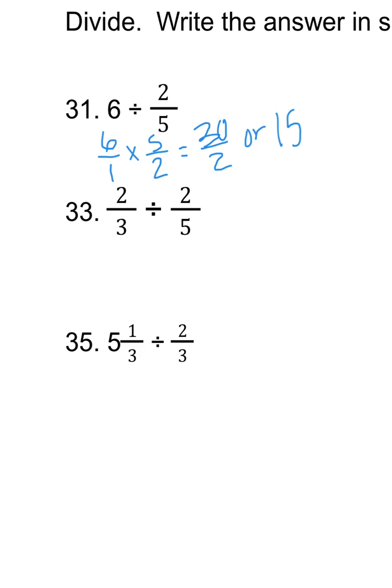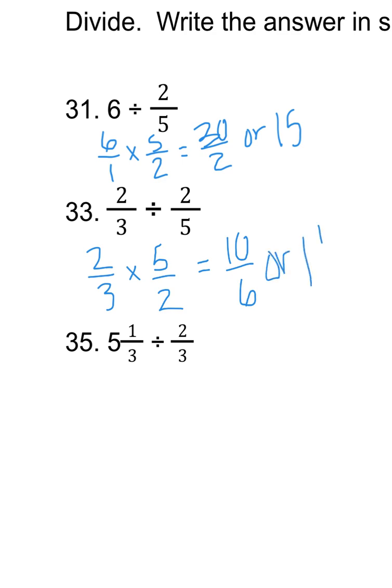And going down to 33, we have 2/3 divided by 2/5. But instead of dividing, we're going to flip and multiply. So multiply by the reciprocal of 2/5. So that's going to be 5 over 2. And that is going to give us 10 over 6. But that's not quite the simplest form. We're going to ask ourselves, how many times does 6 go into 10? It goes in once, with 4 left over.